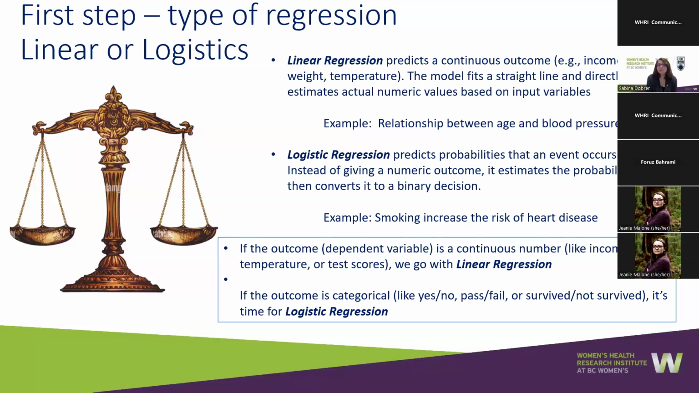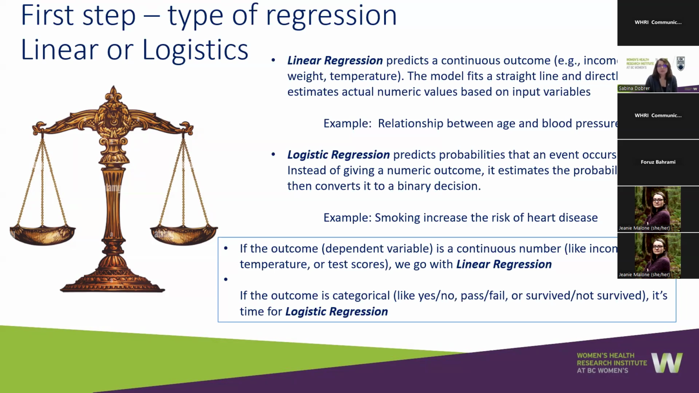So linear regression predicts a continuous outcome, for example, income, weight, temperature. The model again fits a straight line and directly estimates actual numeric values based on the input variables. So for example, we can measure relationship between age and blood pressure, and we would expect that with the age, the blood pressure is going to go up.